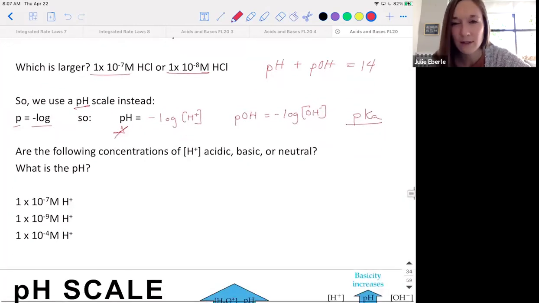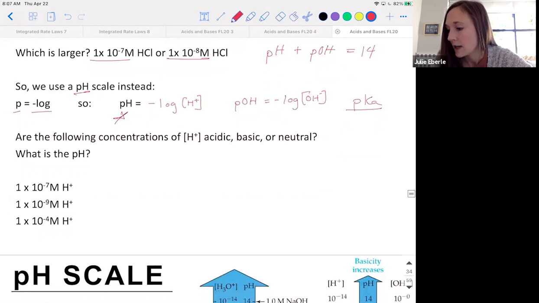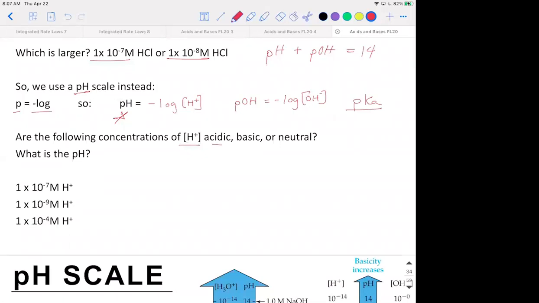You're going to find there's different ways to solve for things with this equation or the equation for Kw. Whichever one you think is most simple or makes most sense to you, I'll tell you to use. Okay, so let's actually calculate pH. Are the following concentrations acidic, basic, or would we consider them neutral? Okay, so how do we judge that?